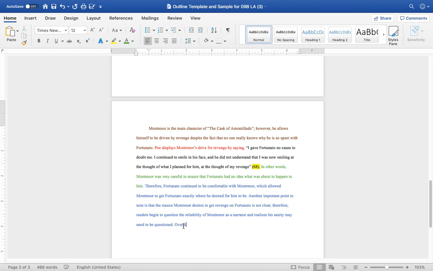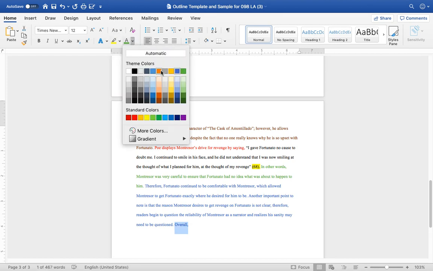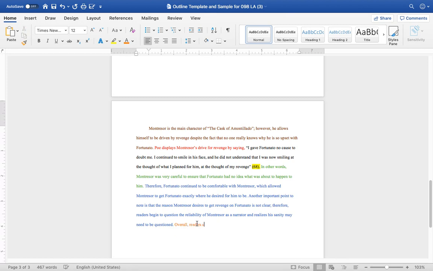Okay. So then I'm going to go ahead and add my concluding or transition sentence, which should be orange. So, okay, I actually added two sentences, but overall, readers should be aware of the motives of the narrators of the literature that they read. The Cask of Amontillado is a perfect example of this.